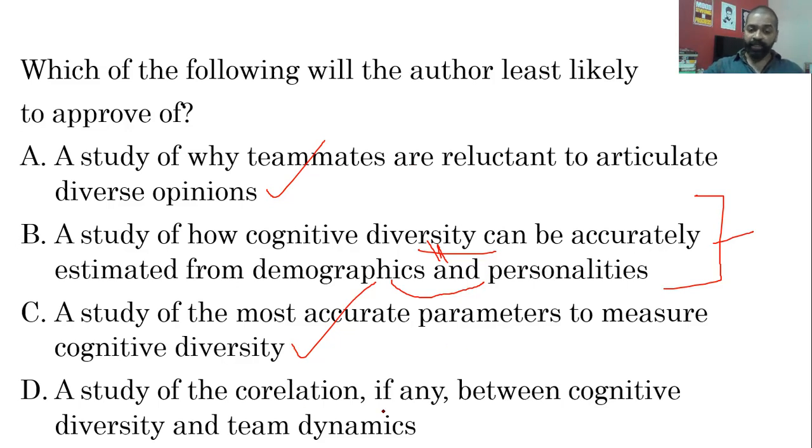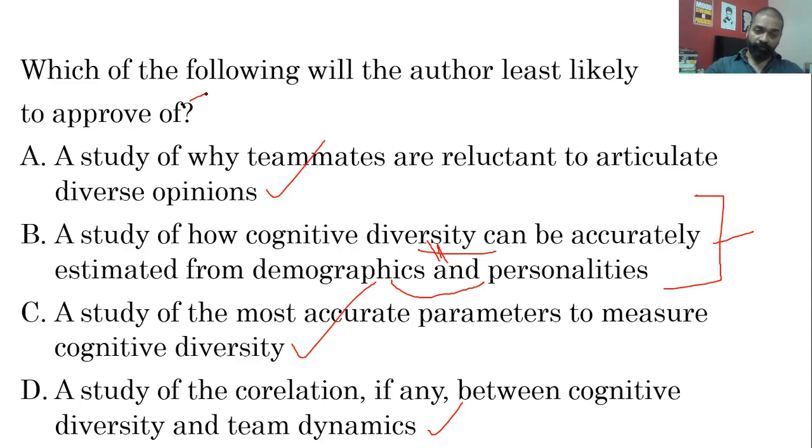Option D, a study of the correlation, if any, between cognitive diversity and team dynamics. The author says we do not know how cognitive diversity influences team dynamics. So a study which checks the correlation, the author will approve, right? So which of the following is the author least likely to approve? This one, because the author does not even believe cognitive diversity can be measured through demographics and personalities. So the answer to this particular question is option B.